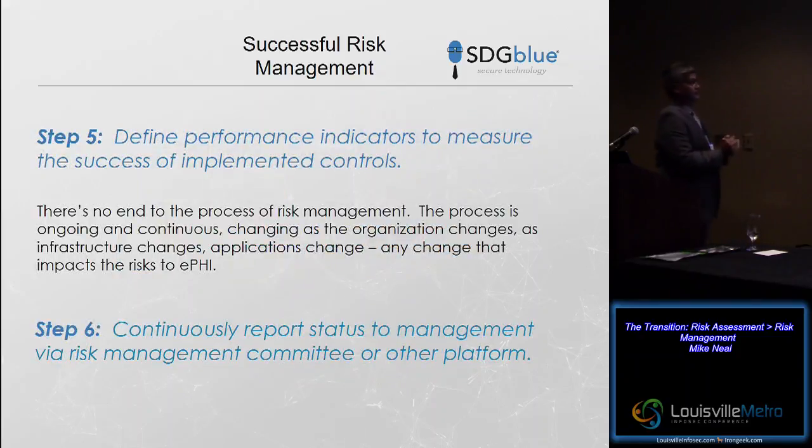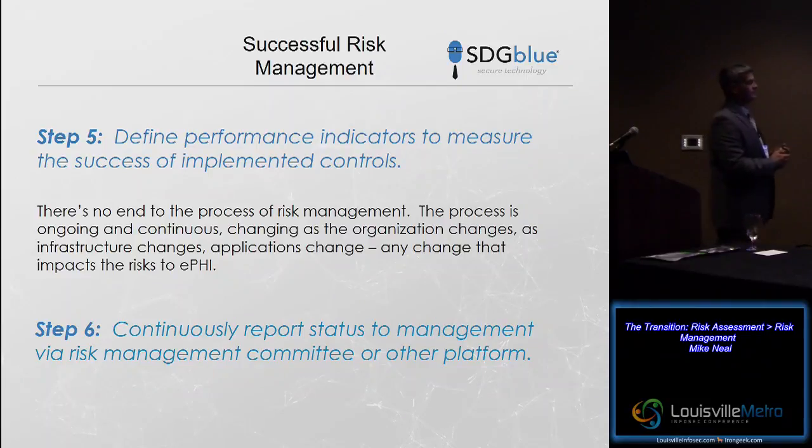Define performance indicators to measure success of implemented controls. You saw in step 4 of the maturity model where it said that we can measure and it's defined as to what success is. It says here there's no end to the process of risk management. The process is ongoing and continuous. We all know that. Things change, the applications change, the environment changes from infrastructure, staff changes, acquisitions happen, so risks are going to change. So we have to evolve.